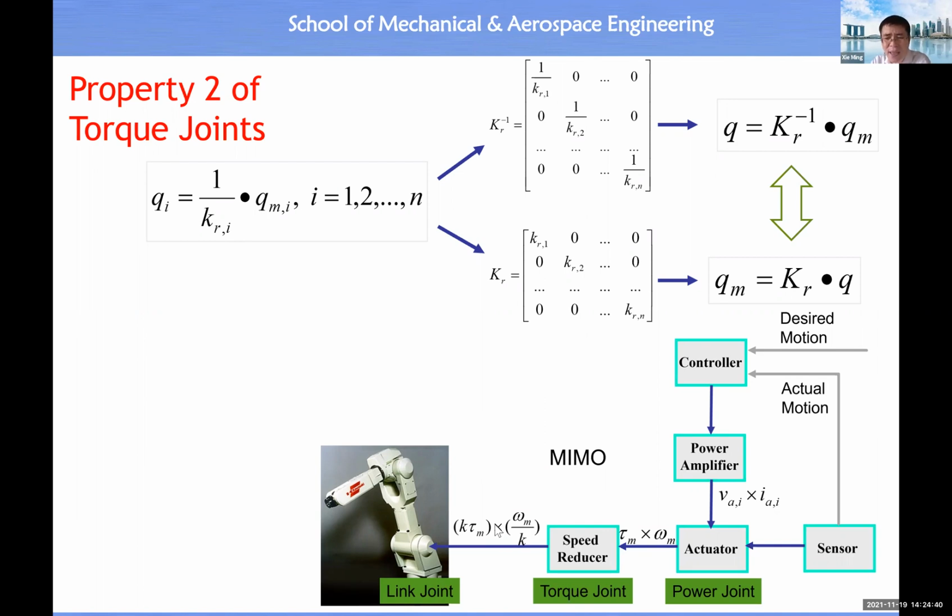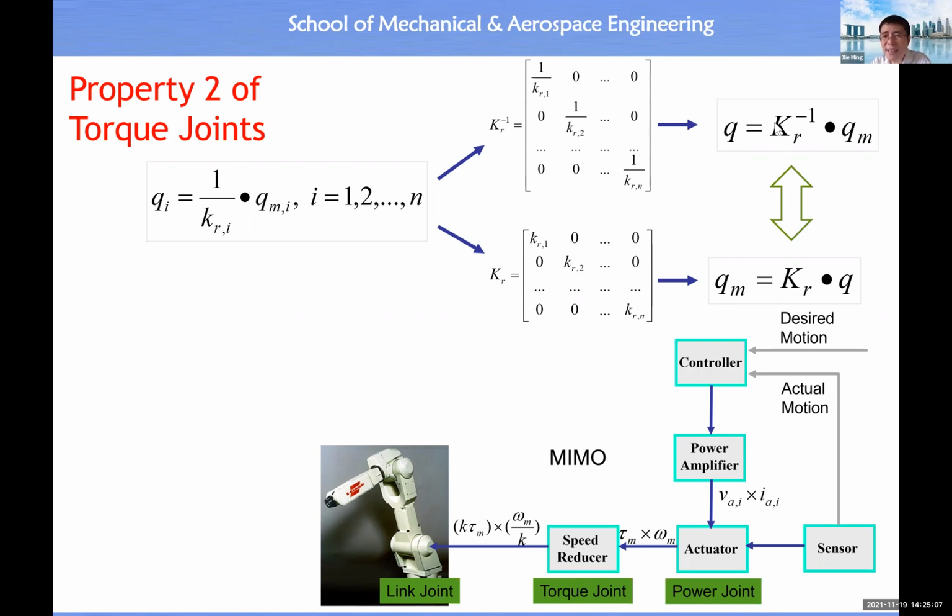Okay, then position at the output of the torque joint together to form this Q matrix. Individually, we know position at the output of the torque joint is equal to position at the input of the torque joint divided by speed reduction ratio. Then we have n such equations. We can lump all these equations together to have this matrix equation.